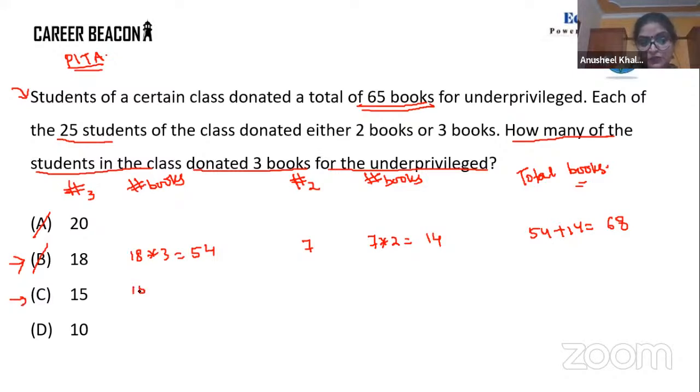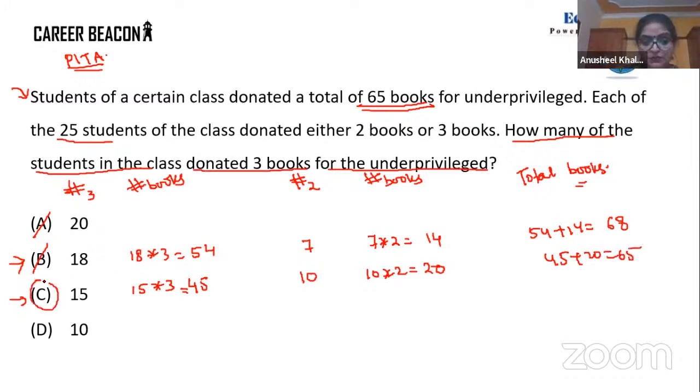So 15 students donated 3 books. That means they donated 45 books, and the remaining 10 students donated 2 books. That means the total number of books donated by these 10 students is 20, and the total books donated is 45 plus 20, which gives you 65.